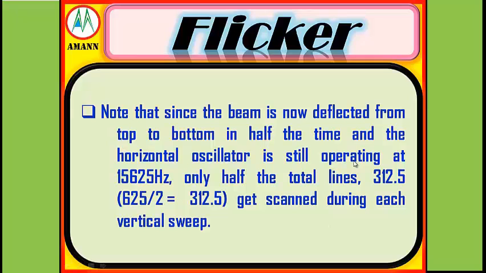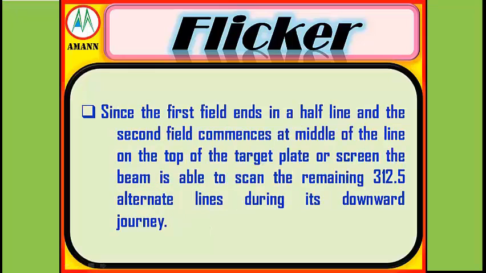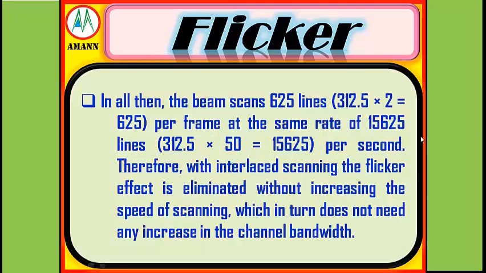Note that since the beam is now deflected from top to bottom in half the time and the horizontal oscillator is still operating at 15,625 Hz, only half the total lines, 312.5, that is 625 divided by 2, get scanned during its vertical sweep. Since the first field ends in a half line and the second field commences at the middle of the line on the top of the target plate or screen, the beam is able to scan the remaining 312.5 alternate lines during its downward journey.